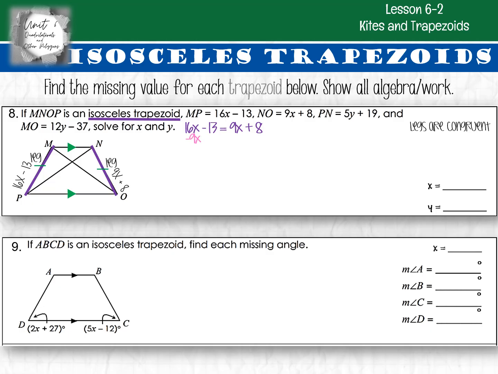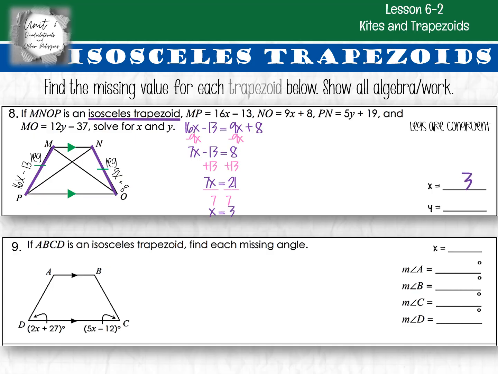Solve the equation. Subtract 9x on both sides. We get 7x minus 13 equals 8. Add 13 to both sides. 7x is 21. Divide both sides by 7. X is 3. So there's one answer.